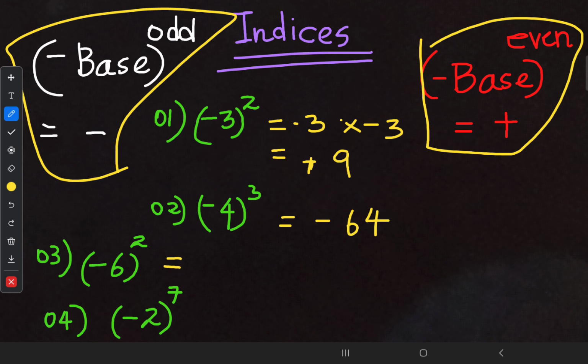And negative 6 to the power of 2 means negative 6 into negative 6. So 6 sixes are 36. Negative base with even power, so that will give you positive. Negative 2 to the power of 7 means 32, 64, 128, and the power is an odd number. The index is an odd number, so that will give you negative 128.